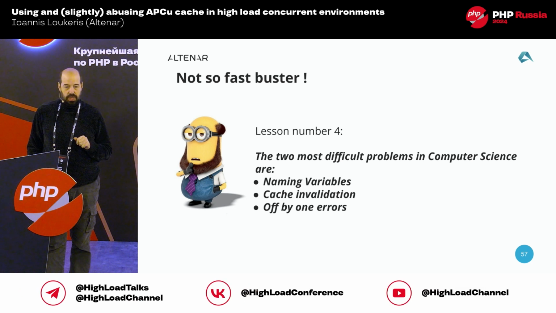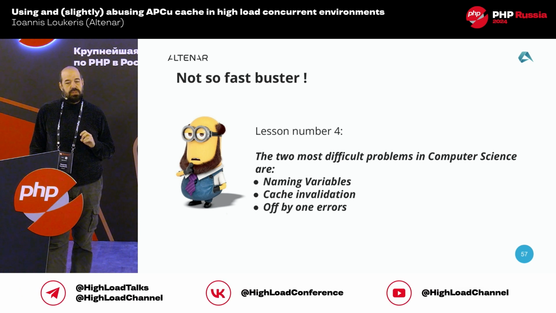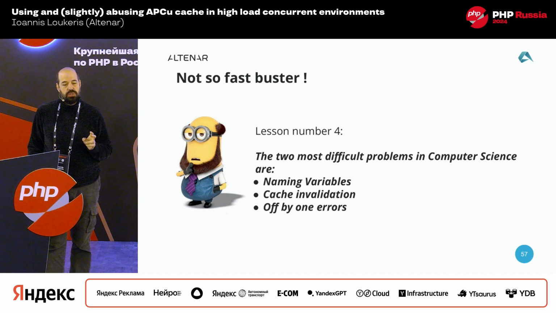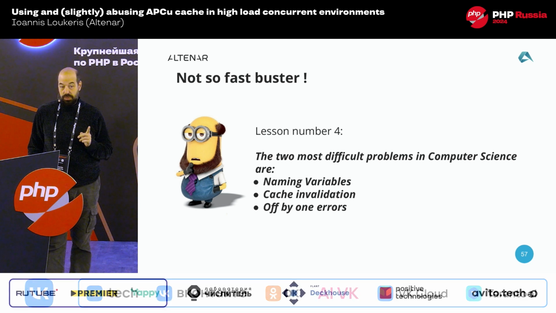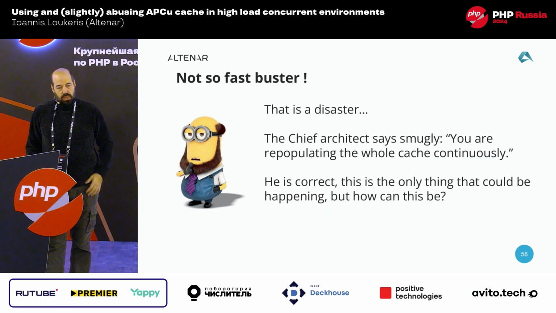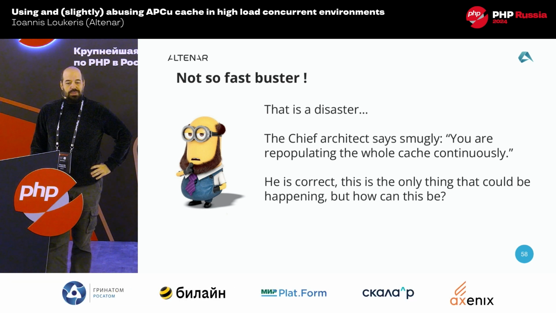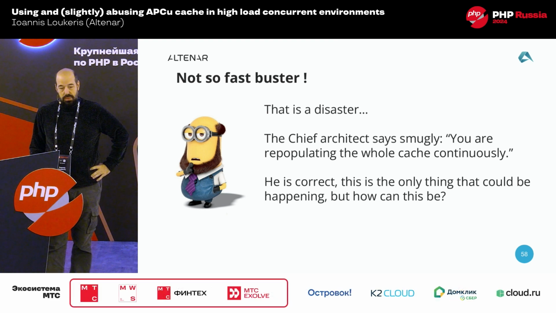Lesson number 4. The two most difficult things in computer science and software engineering are naming variables, cache invalidation, and off-by-one errors. Remember that? It's a joke, but it's true. That's a disaster. Smugly, the chief architect says, "You are repopulating the cache continuously, you screwed up." He's correct. This is the only thing that could be happening. But how can this be happening?